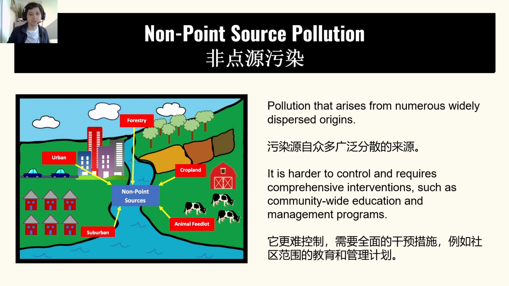Whereas non-point source pollution is pollution that comes from many different sources. It comes from many different places. Okay, it's harder to control and requires comprehensive interventions such as community-wide education and management programs. So again, we have here maybe a river or the ocean, and maybe runoff. Runoff is, think of it like rain pulls the water.